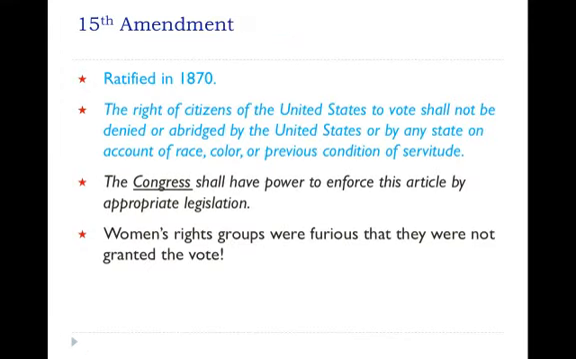The 15th Amendment was officially ratified, or approved, in 1870. This stated that in the United States, any race or color could vote. This only extended the power to men. It also said that Congress should have the power to enforce this article with appropriate legislation. This amendment, although it did give rights to all races, did not give rights to all genders. So women's rights groups were furious that they weren't granted the vote when African Americans were.